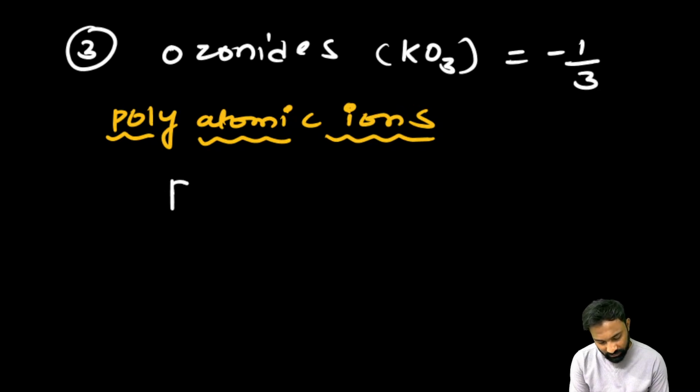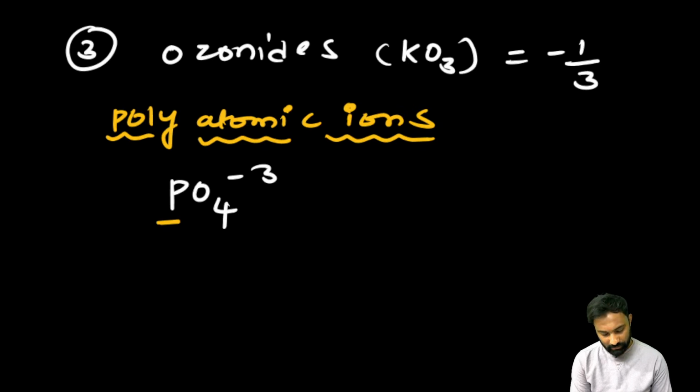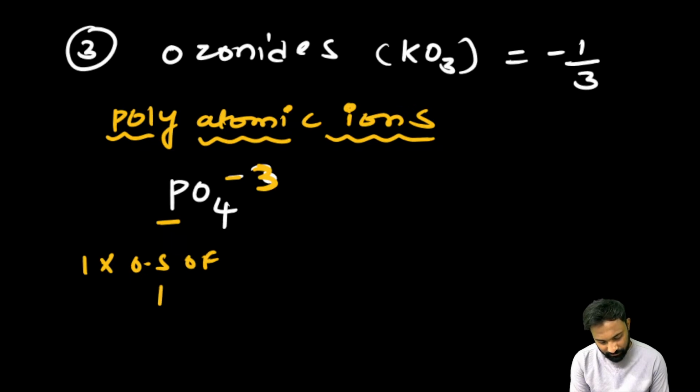Let's suppose they have given PO4 3-. Now I want to calculate the oxidation state of the phosphorus. How to calculate it? If they have given the polyatomic ion as well as the charge on it, then how many phosphorus are we having? One phosphorus. 1 into the oxidation state of phosphorus. We don't know it, we have to calculate it.